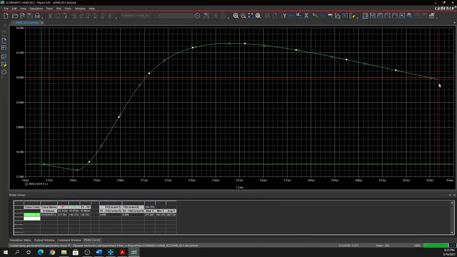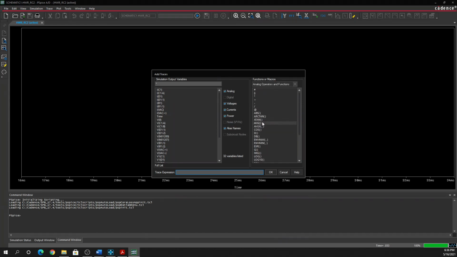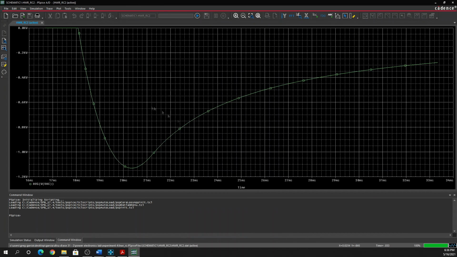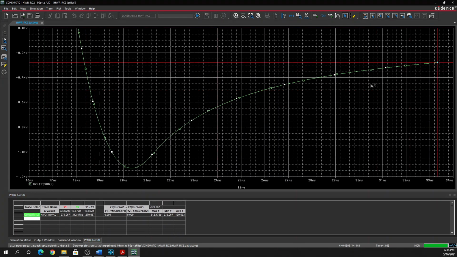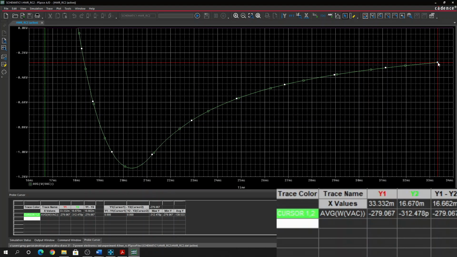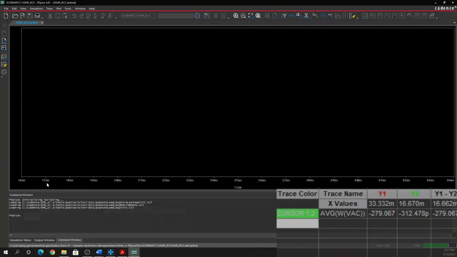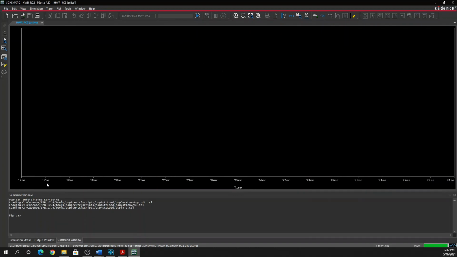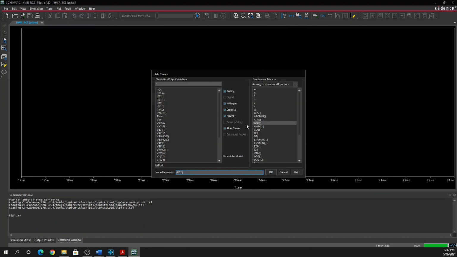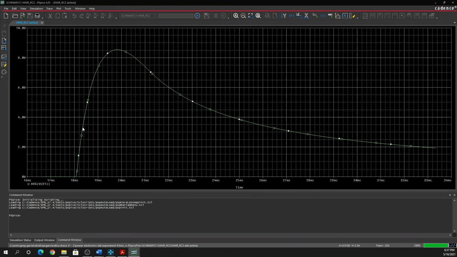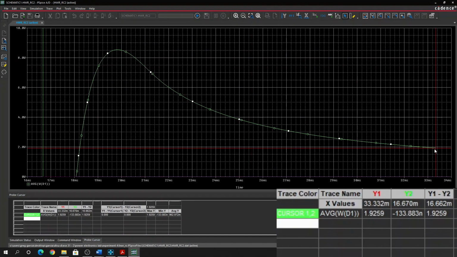Now let's get the power dissipated by the AC source. Trace, AVG, WVAC. Here, the power dissipated by the AC source is negative 279.067 watts. Lastly, let's get the power absorbed by the diode at steady state. Add trace, AVG, WD1, cursor. Here, we were able to read the power absorbed by the diode of 1.9259 watts.